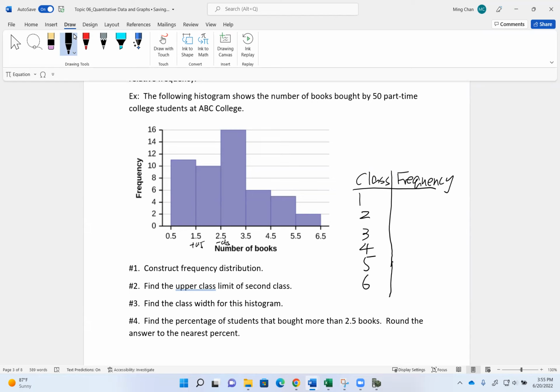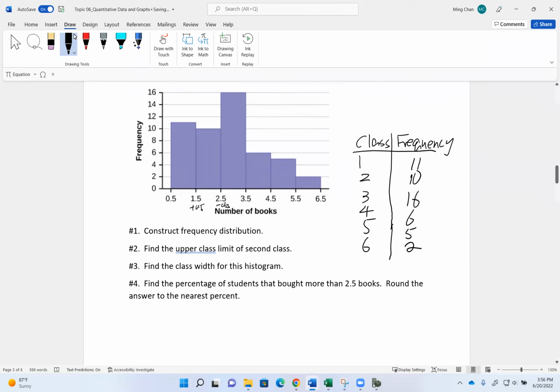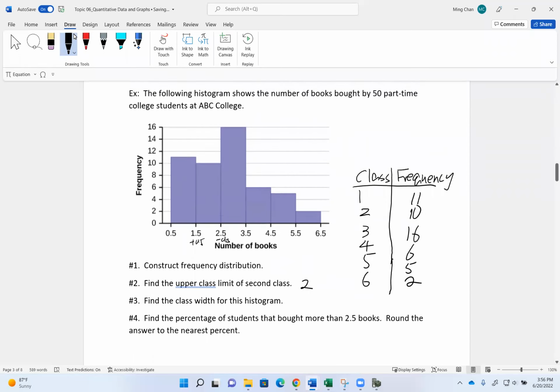All right, frequency, this is about 11. This is about 10, 16. This is about 6, 5. And the last class is about 2. There you go. All right, find the upper class limit of the second class. So that would just be 2, since these are boundaries.